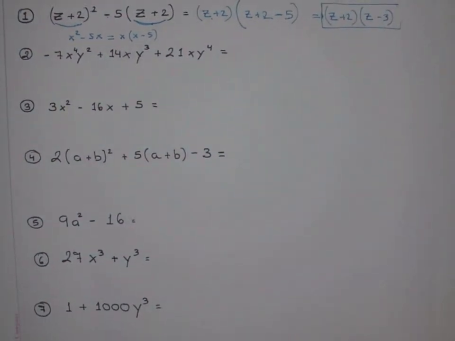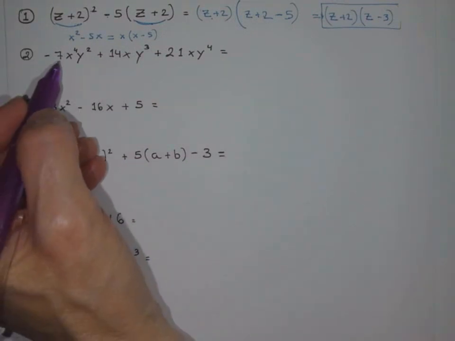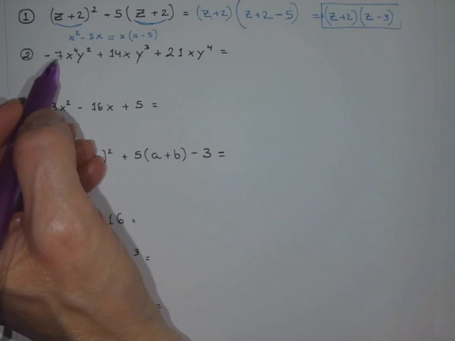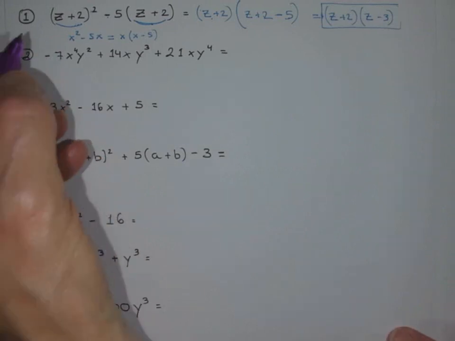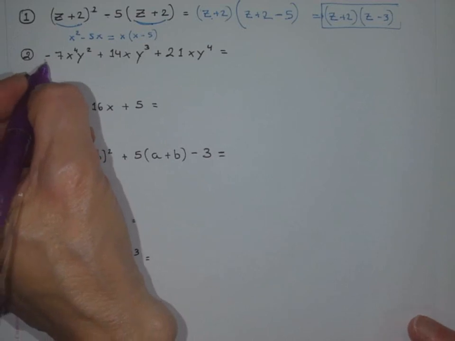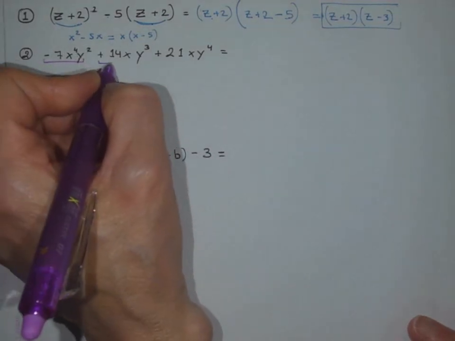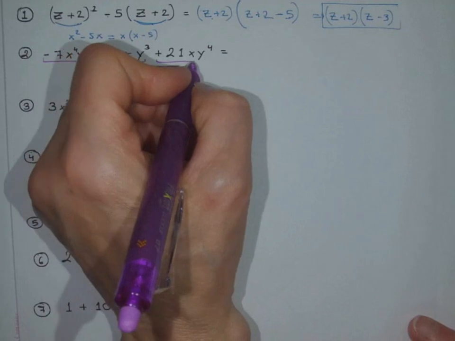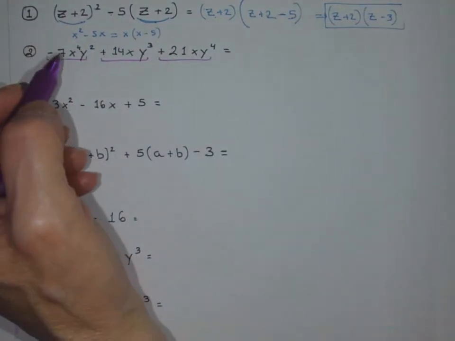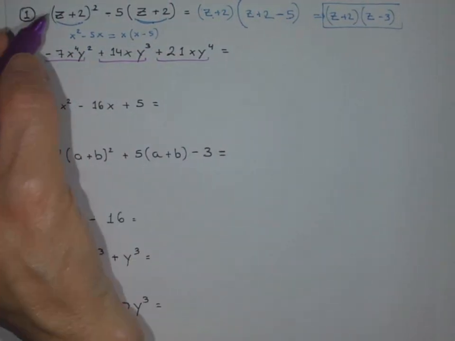Now let's look at number two. So number two, we really have three terms, right? A term is always anything that's typed together by multiplication or division, right? So separated by pluses and minuses. So this is one term, this is one term, and that's one term, right? Separated by pluses and minuses.